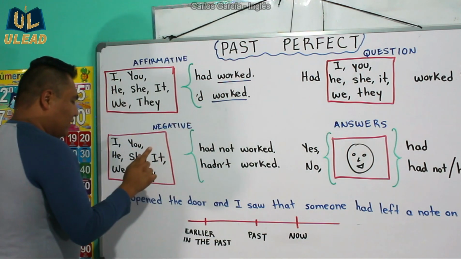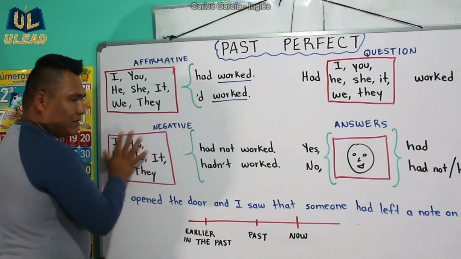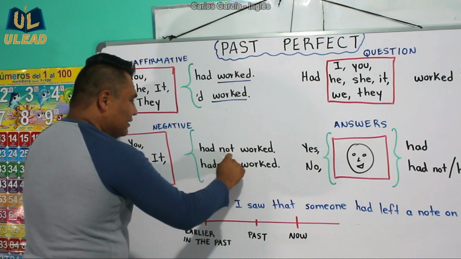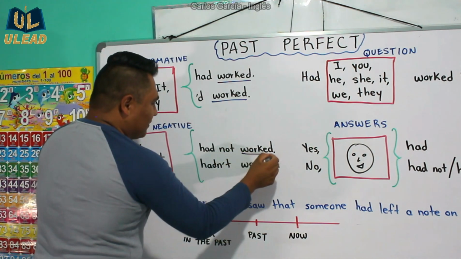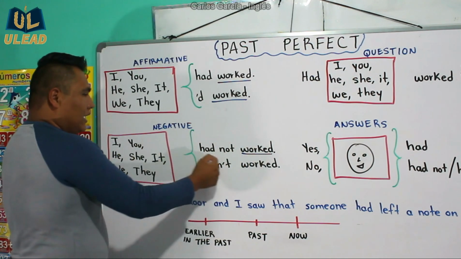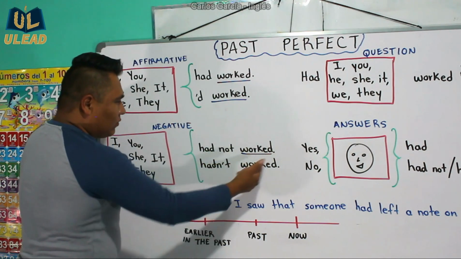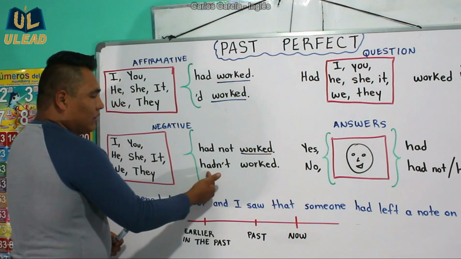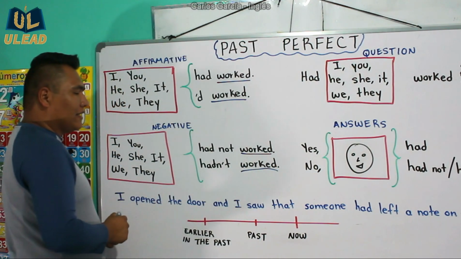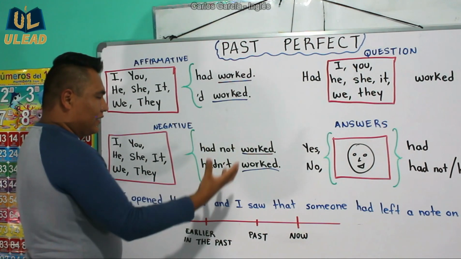The negative structure: I, you, he, she, it, we, they. Again, the subject pronoun, plus had, we also add not, and then the past participle form of the verb. I had not worked. You had not worked. He, she, it, we, they had not worked. Or also the contraction, hadn't worked. Okay? Hadn't. This is how you can use the past perfect in spoken English, basically.